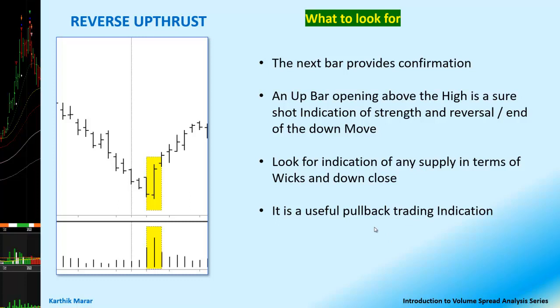So what do we look for when we see a reverse upthrust bar? Obviously, the next bar provides confirmation. As in all SOS or SOW, we always look at the subsequent bars to see whether the strength or weakness is existing or the opposite is true.